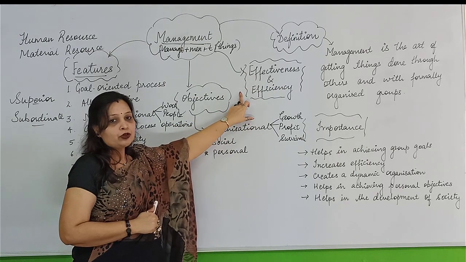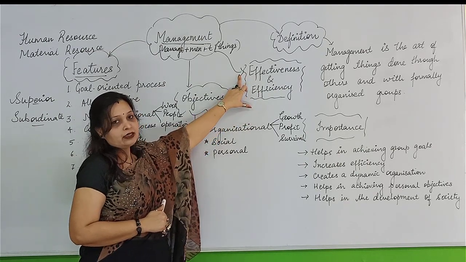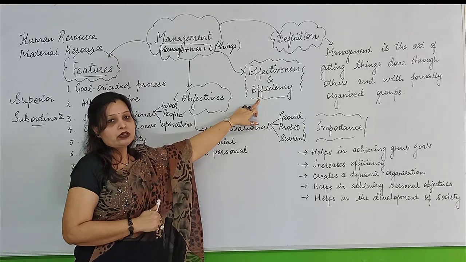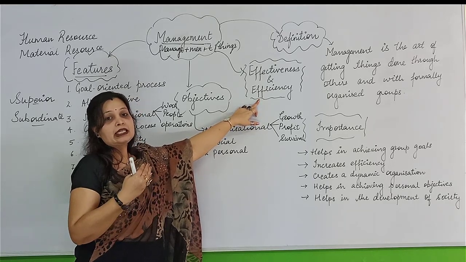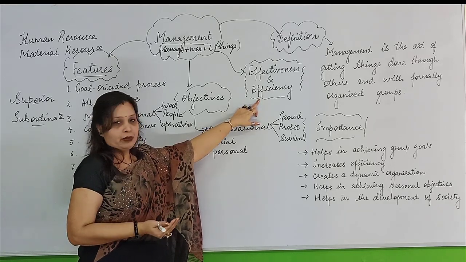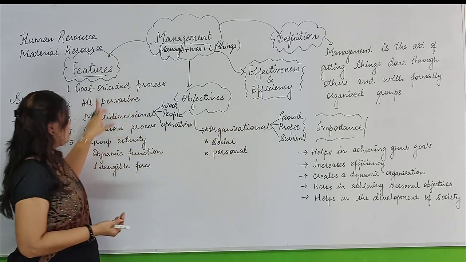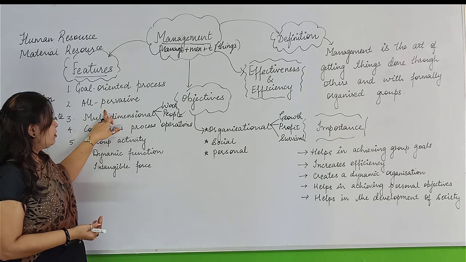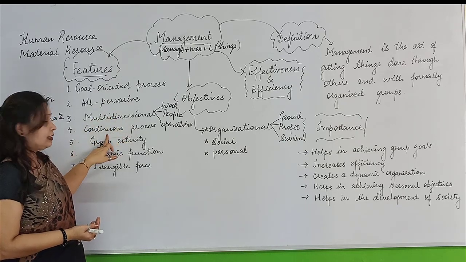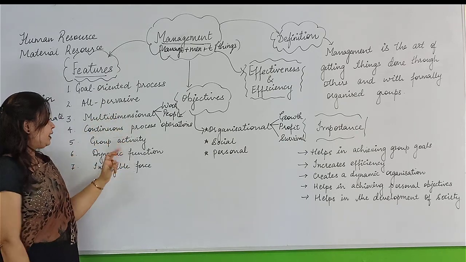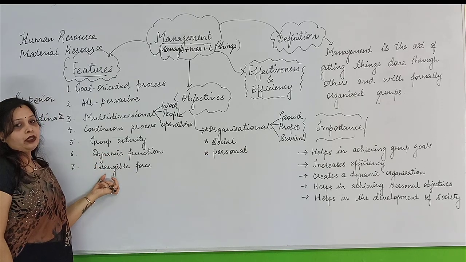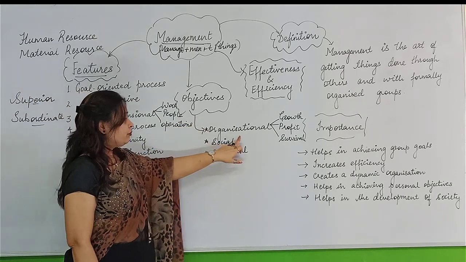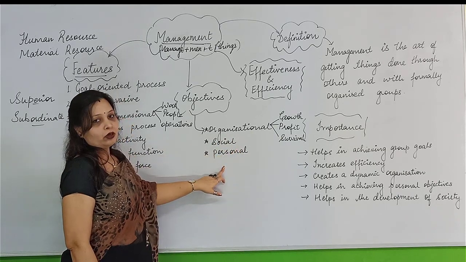That is, our work should be effective, that is completing on time, and also efficient, that is in a cost-effective manner, so that we can increase our profit margin. Then we have done the features of management: goal-oriented process, all-pervasive, multidimensional, continuous process, group activity, dynamic function and intangible force. Then we have done the objectives: organizational objectives, social objectives and personal objectives.